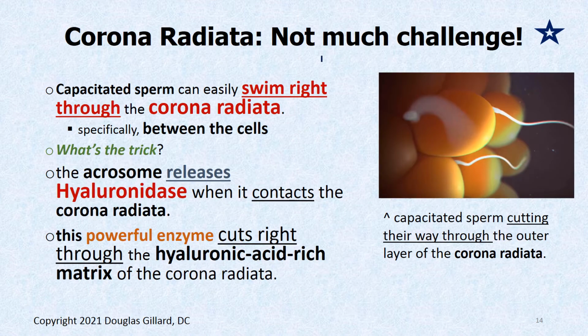Alright, so the Corona Radiata turns out to be not much challenge for the sperm. The acrosome, which is now light and ready for action, because we got rid of the cholesterol and glycoproteins, releases a powerful enzyme called hyaluronidase. And whenever you see ASE, that's an enzyme and it usually cuts. So that's exactly what it does. It doesn't cut through the cells.